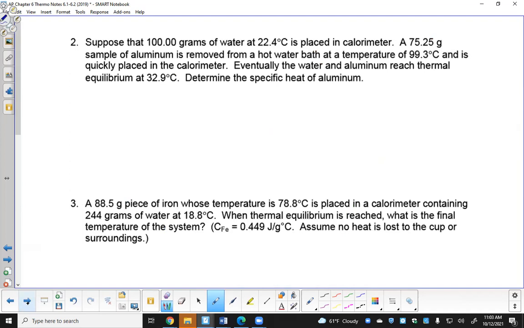Number two here is actually very much like your lab as well. In fact, calculation-wise, it's the same kind of thing that you do in the lab. But this time it's not going to dissolve, it's just going to be a chunk of aluminum metal dropped into the water. So no dissolving taking place.